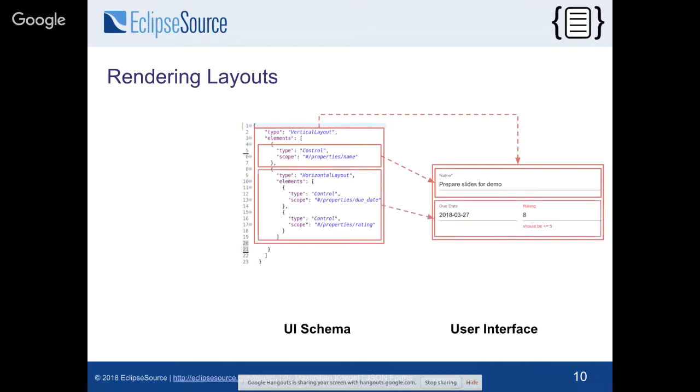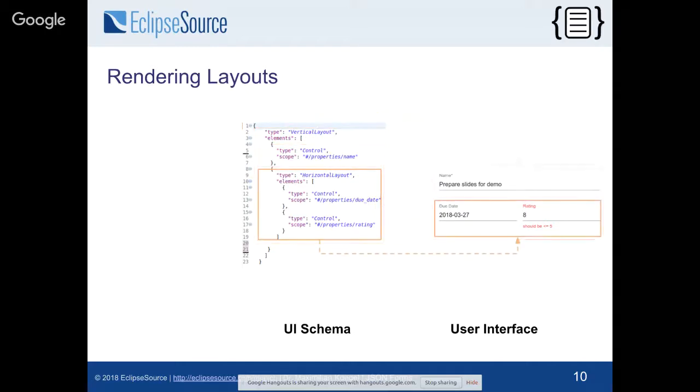And then we have a second row, which is a horizontal layout. And if we then start decomposing the horizontal layout, we can see that, again, it has two children, the due date, which will be rendered on the left-hand side, and the rating, which will be rendered on the right-hand side. So with this vertical layout and horizontal layout, you can already express a number of forms. There are more complicated concepts available, such as, for example, a tree master detail. But to initially understand the layout concept in JSON Forms, that's a good starting point.